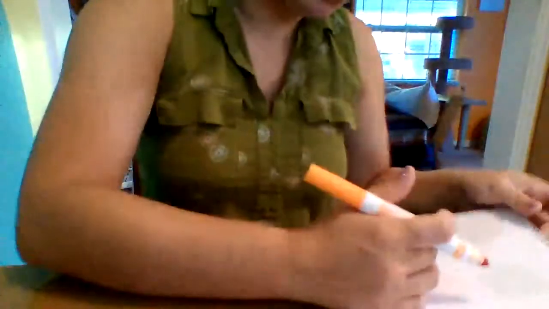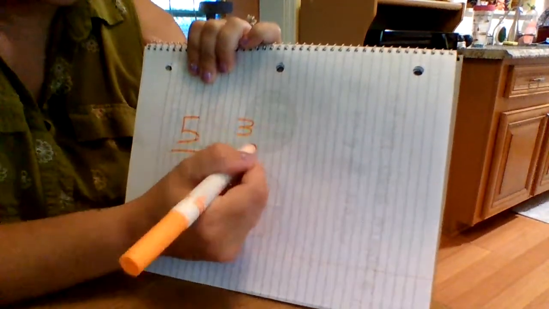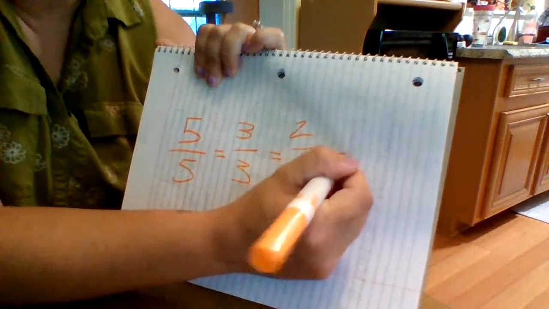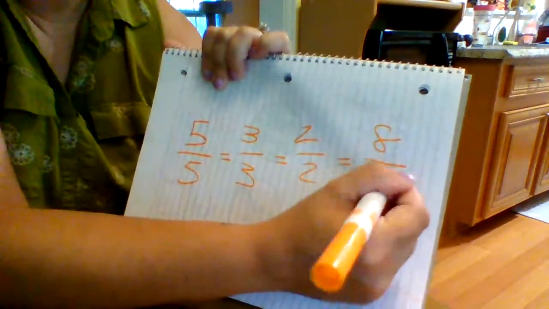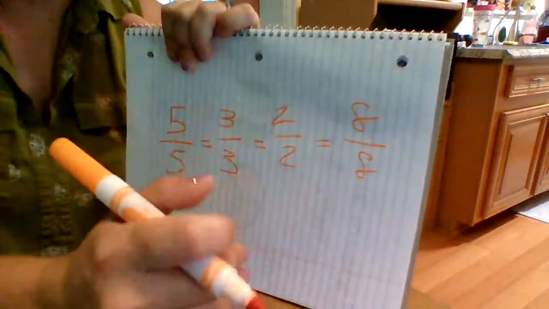So you could keep this going, right? You could say 5/5 equals 3/3 equals 2 halves equals 8/8 or whatever. Okay, all of these fractions are equal to 1 whole, so they're also all equal to each other.